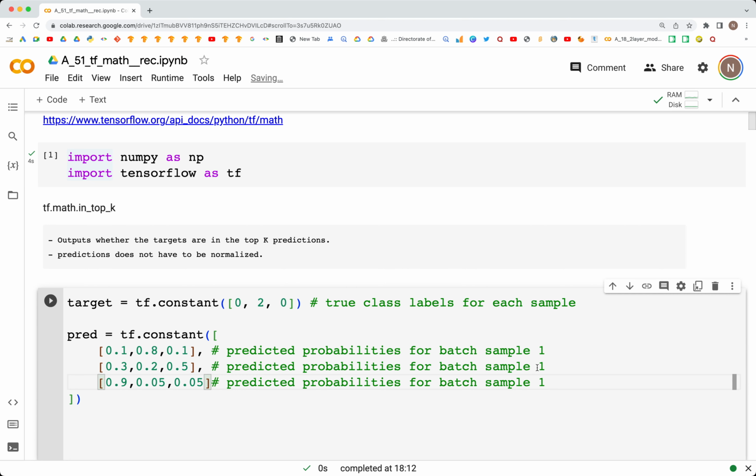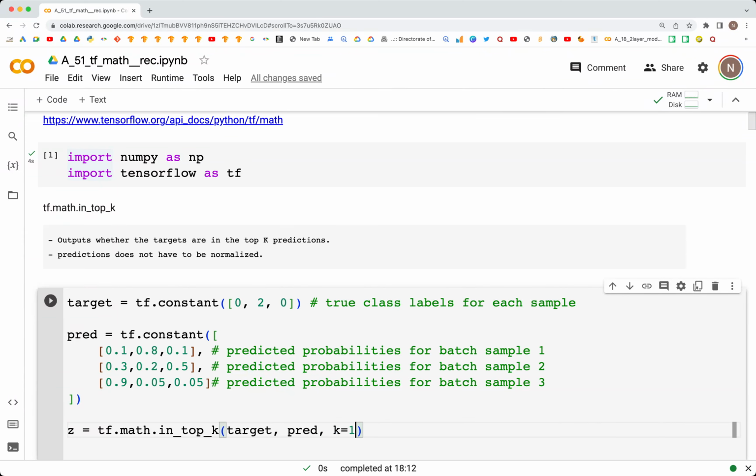The second one would be for sample 2, this would be for sample 3, and this 0 is referring to the first row, this 2 is referring to the second row, and this last 0 is referring to the last row. Now let's calculate the top k and put that in z, as we have been doing in this series of videos: tf.math.in_top_k. We input the target variable, then the predicted values, and then we specify the value of k.